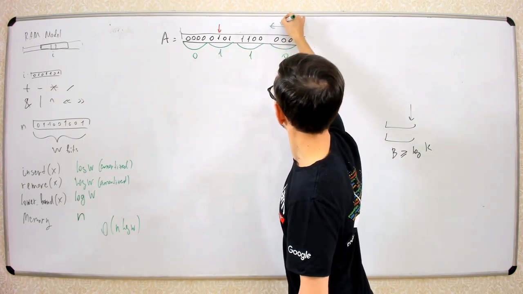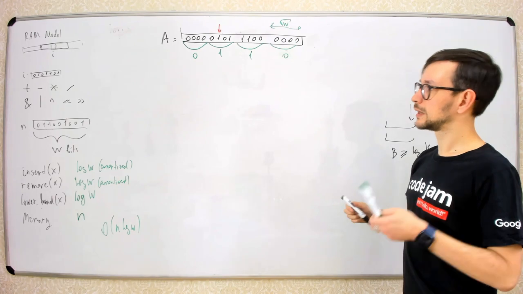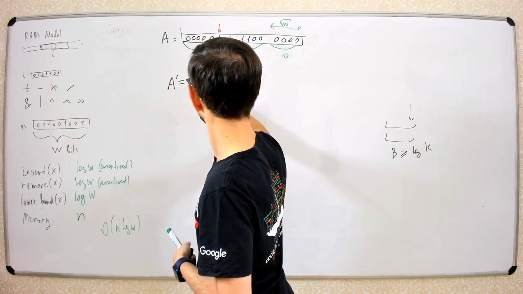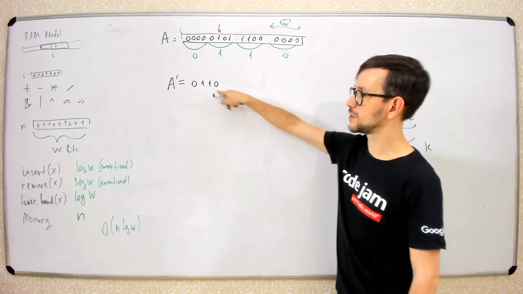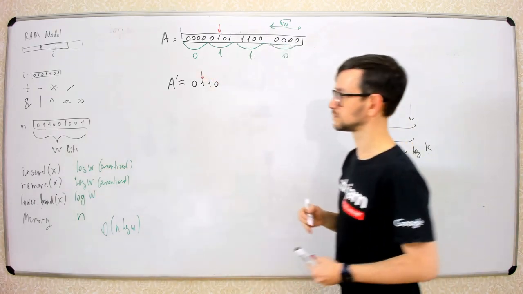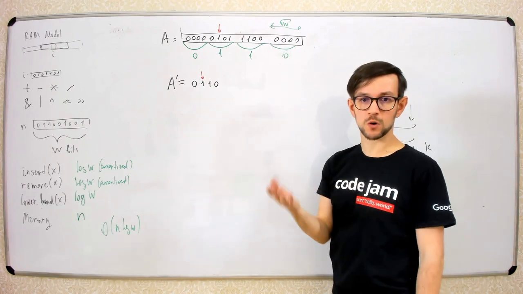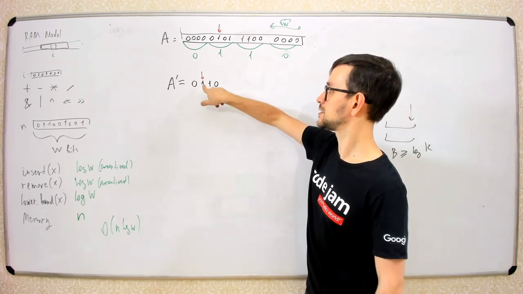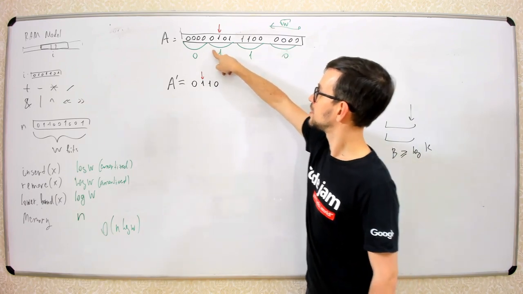The size of this block is square root of w. Now, we will construct this small integer. Now, in this small integer, we will find the highest bit. So we will find this bit. Now we know the block where we have the highest bit. So we know that the highest bit is in this block. So this is the leftmost non-empty block. Now we need to find the highest bit inside this block.